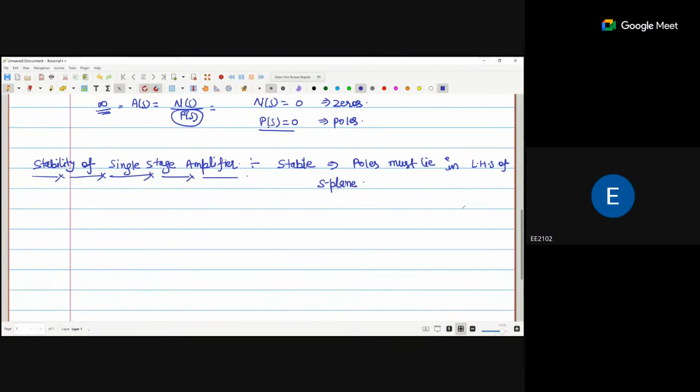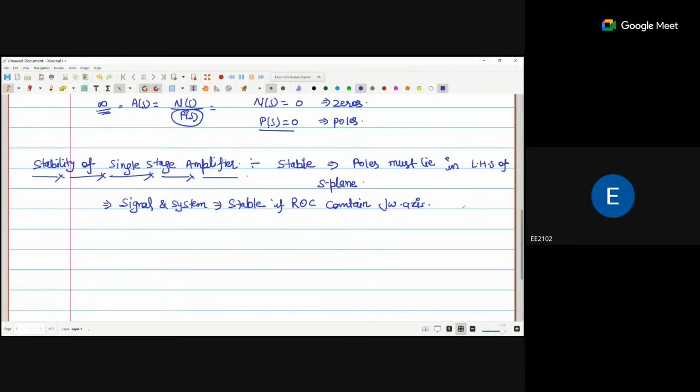Basically, in signals and systems, for stability you discuss something different. The difference is that in signals and systems, a system is stable if the ROC contains the j omega axis. Do you remember that? Yes, sir. Okay.